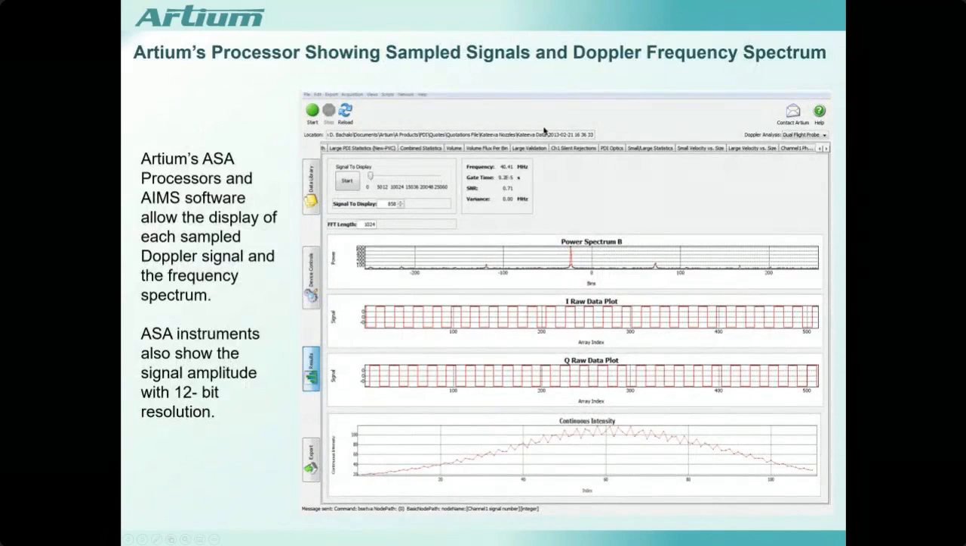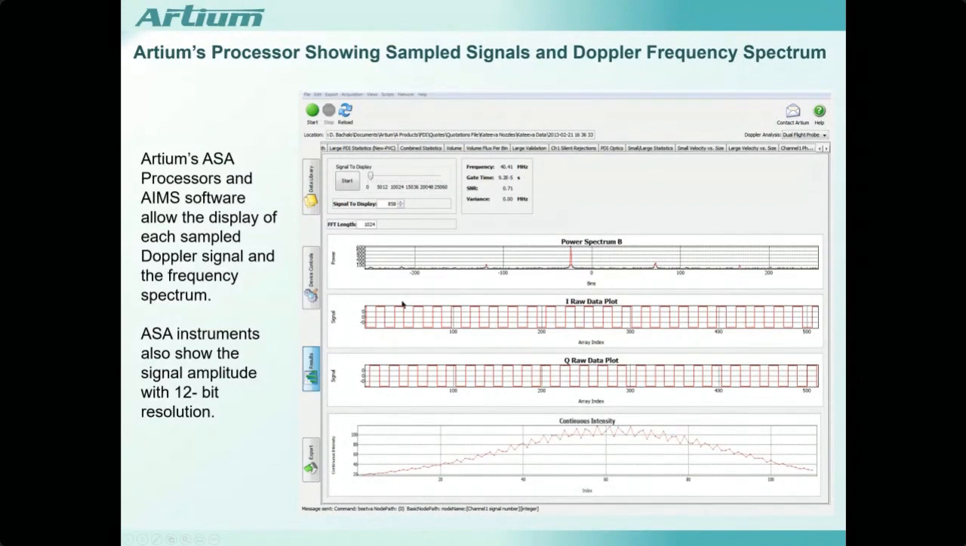And this just shows a screen from our software for the ASA processing. With software, we can display any number of components of the processing scheme, and it allows the user to readily interrogate how well the instrument is doing and how well the device is set up for making reliable measurements.